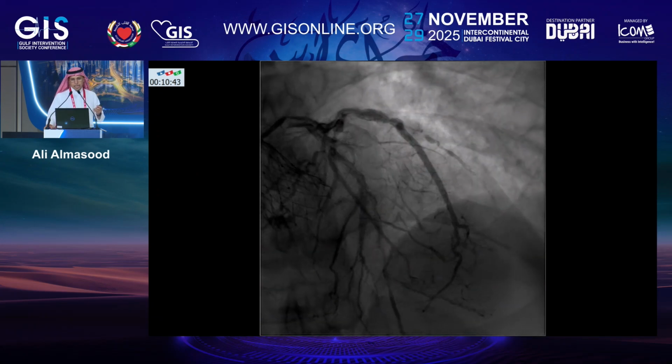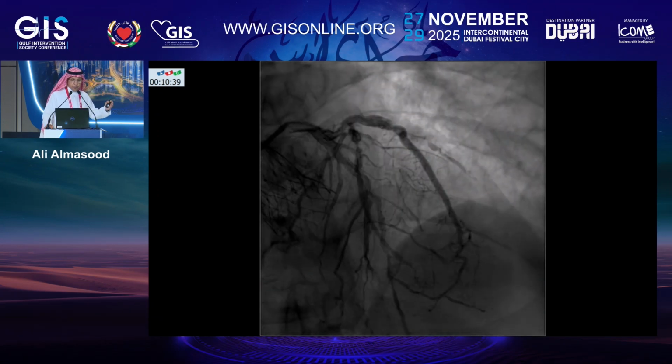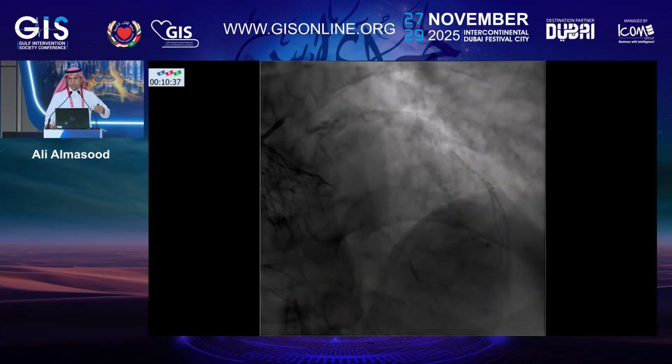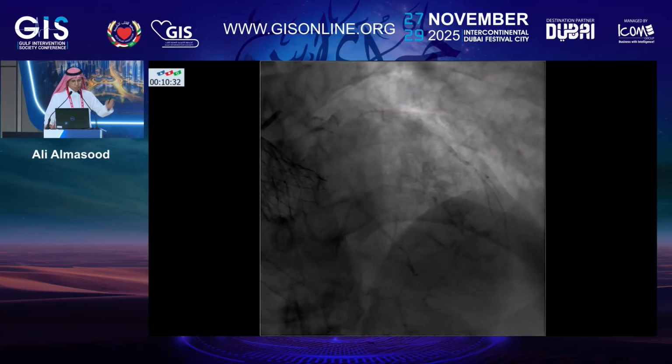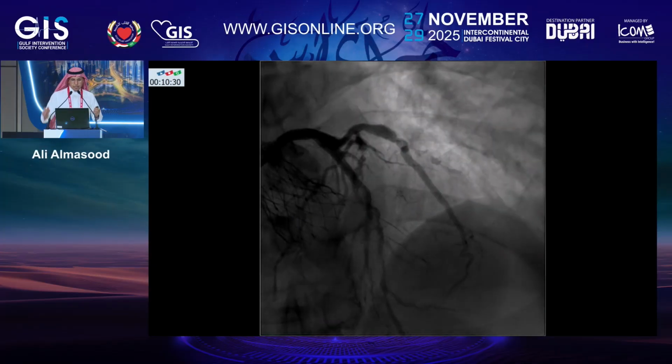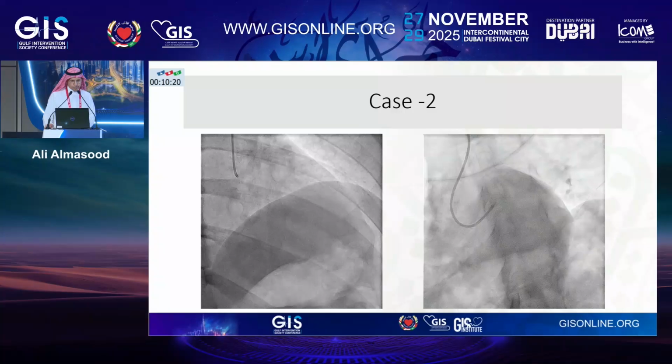And see how his LAD has grown, the dissection was healed, and there are new lesions that maybe were not addressed in the previous angiogram. So now you can use targeted stenting to that mid-segment focal stenosis and avoid extensive stenting, if you had gone by stenting from the beginning. So the vessel became bigger, the dissection healed, and the new lesion can be addressed either by another DCB or stent.